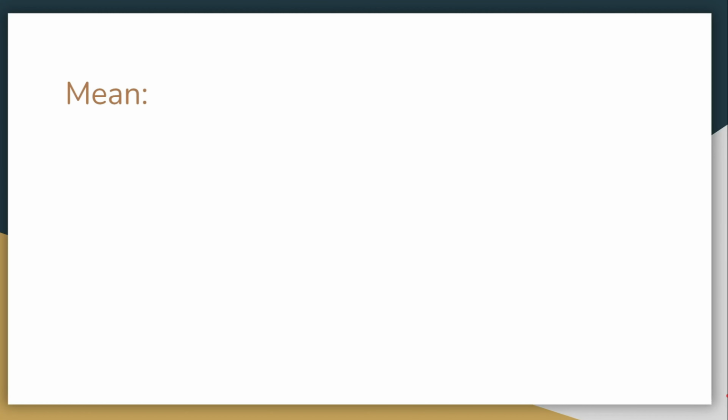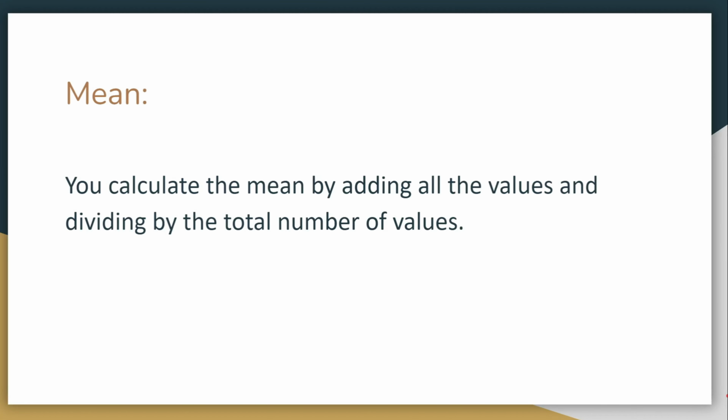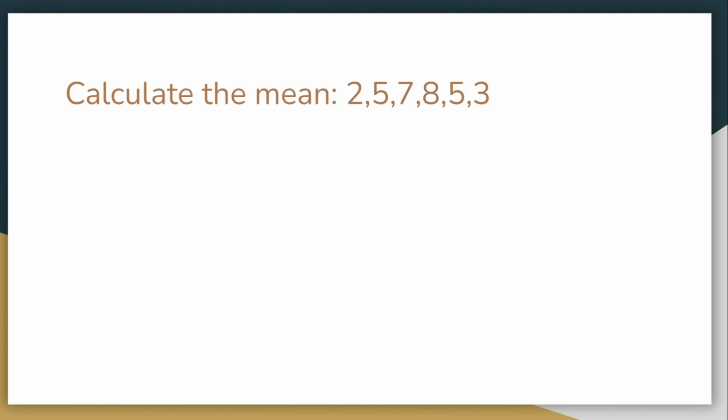So first of all, we're going to look at the mean. To calculate the mean, you have to add all the values and divide by the total number of values. I'm going to give you an example here. We need to calculate the mean of 2, 5, 7, 8, 5, and 3.